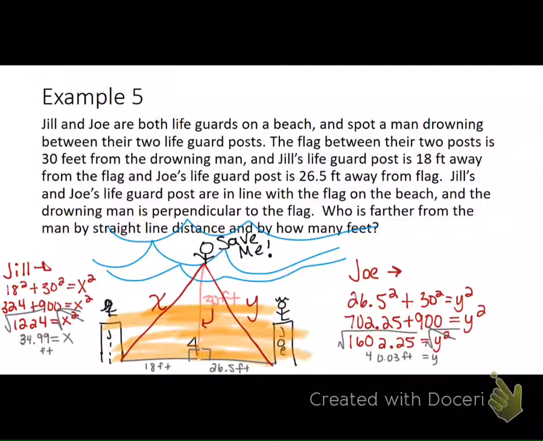Okay, so who is closer to the drowning man? Dave is from the last problem, but we can call him Dave if you want to. So Jill is closer by how many feet? All you would have to do is 40.03 minus 34.99, and what do you get?